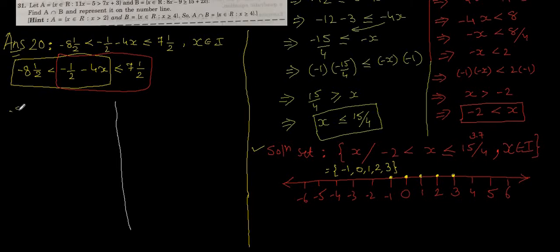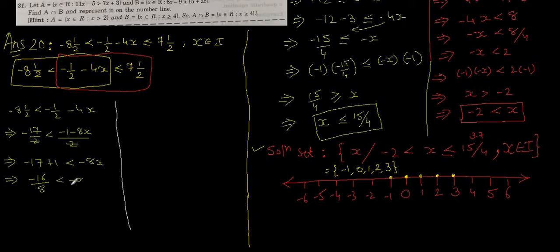So here minus 8 1 upon 2 less than minus 1 upon 2 minus 4x. So it implies minus 17 upon 2. So 2 8s are 16 plus 1, 17. Minus 17 upon 2 less than minus 1 minus 8x upon 2. This one and this one cancel. So it implies minus 17 plus 1 less than minus 8x, which implies minus 16 upon 8 less than minus x.